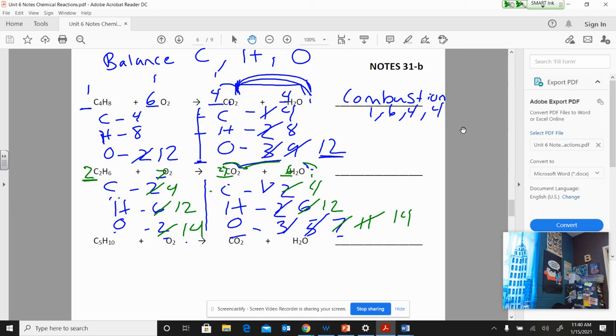Okay. So again, combustion is my type, but I'm just going to write the coefficients I use. So we had to use a 2, we had to use a 7, we had to use a 4, and we had to use a 6. And that's how it ended up getting balanced.